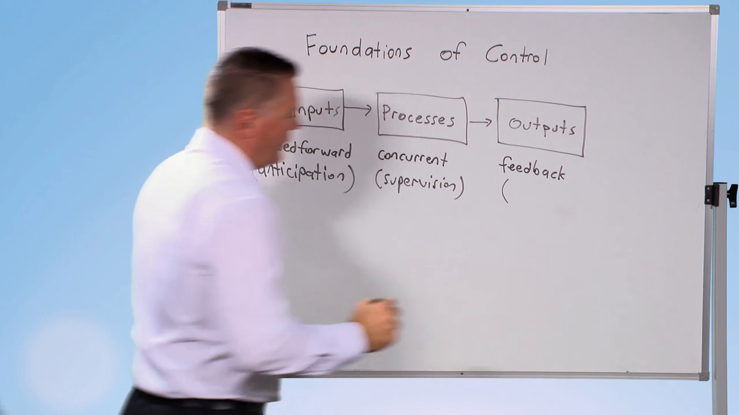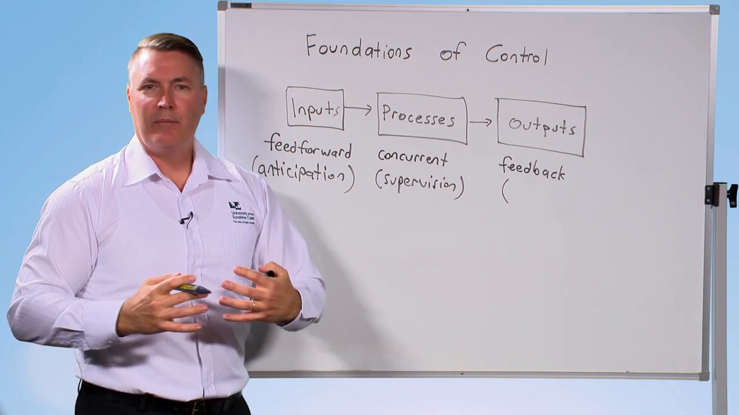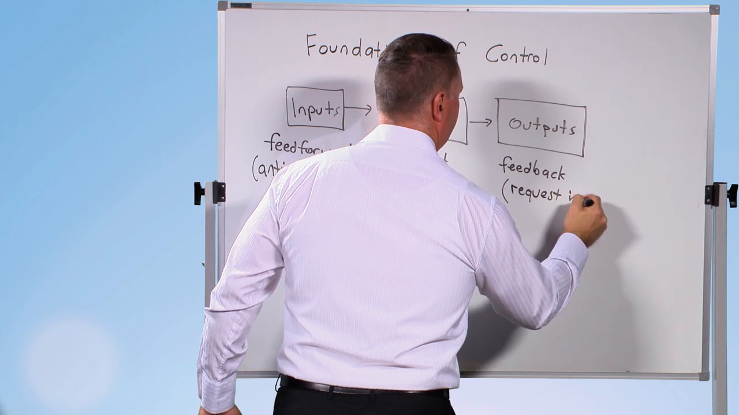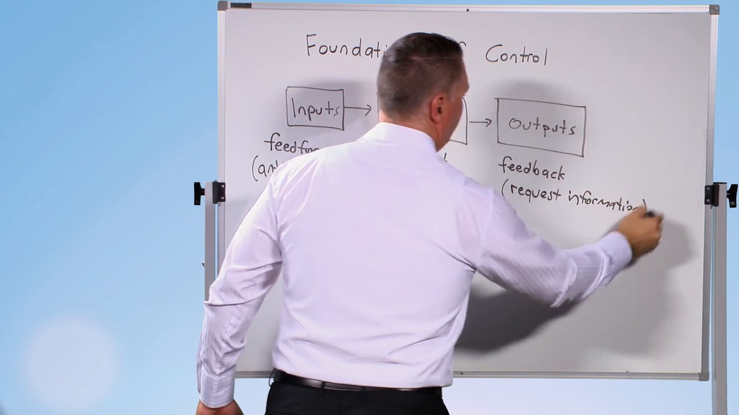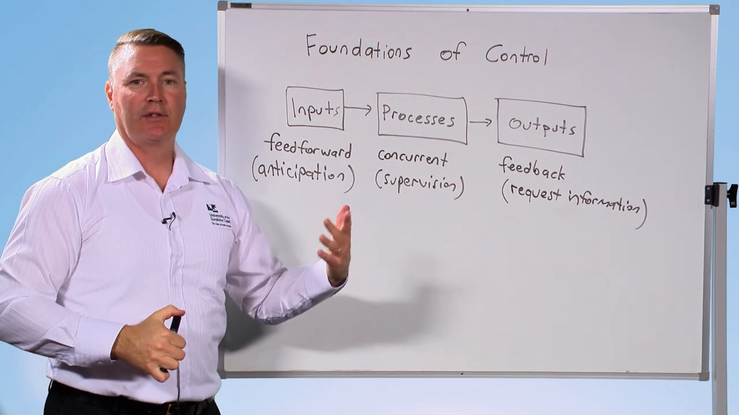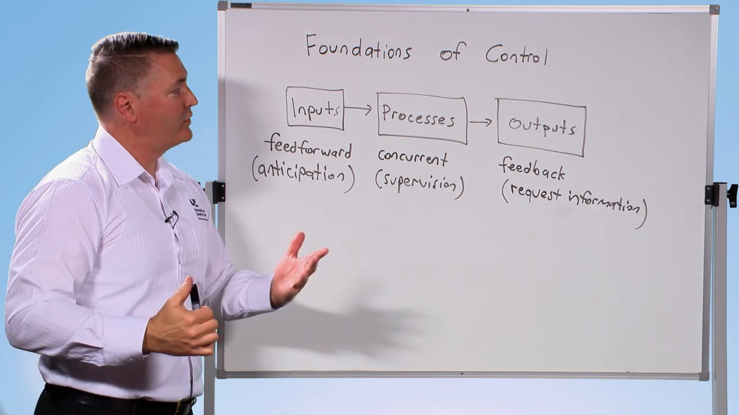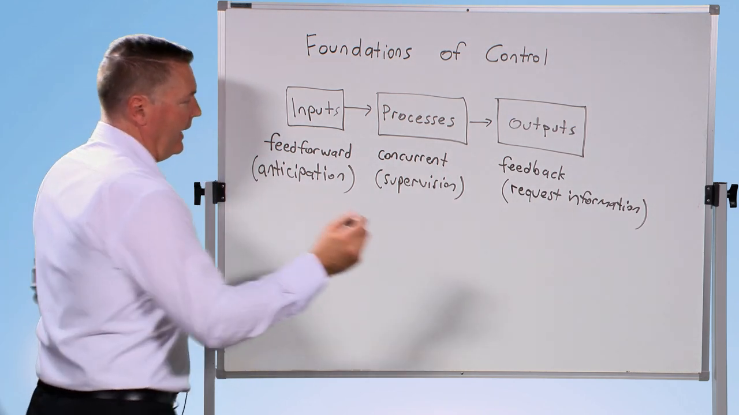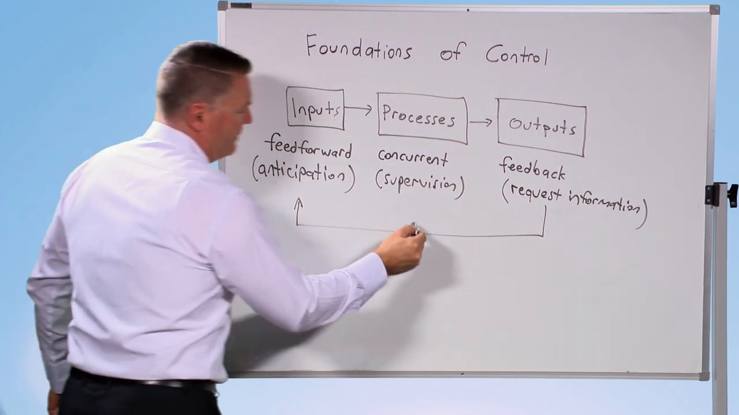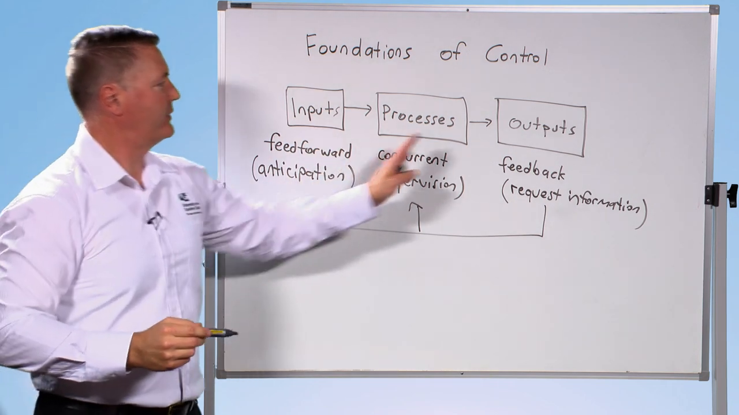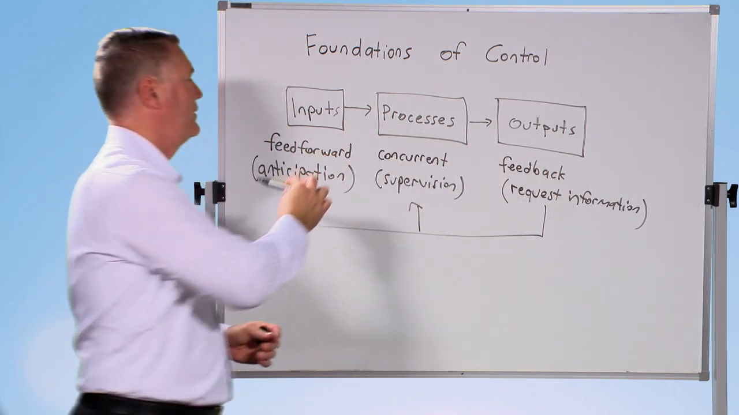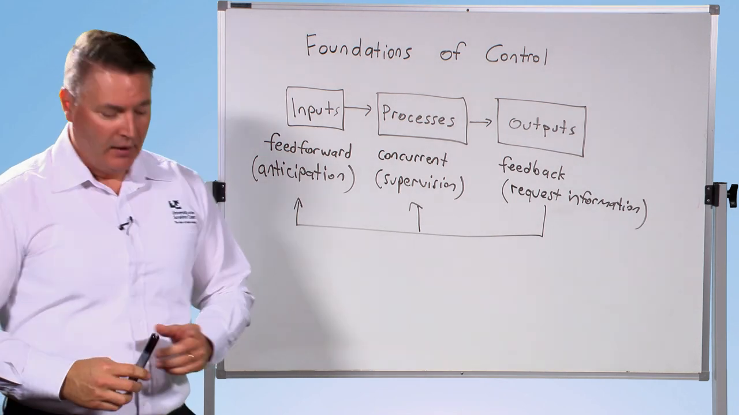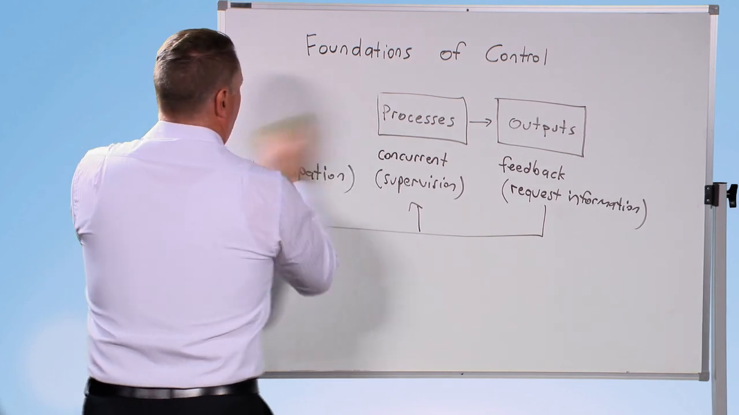And as I alluded to previously, probably the most common, or the one that we think of the most, is that feedback control. And this is where we request information. So very often we ask employees for feedback, we ask customers for their feedback, either on the service or on the quality of the product or the price and so on. And ideally, once we receive that feedback, that will then inform how we can improve the inputs, processes or outputs. So feedback obviously looks back over the system, feed forward looks forward through the system, and concurrent is in real time.